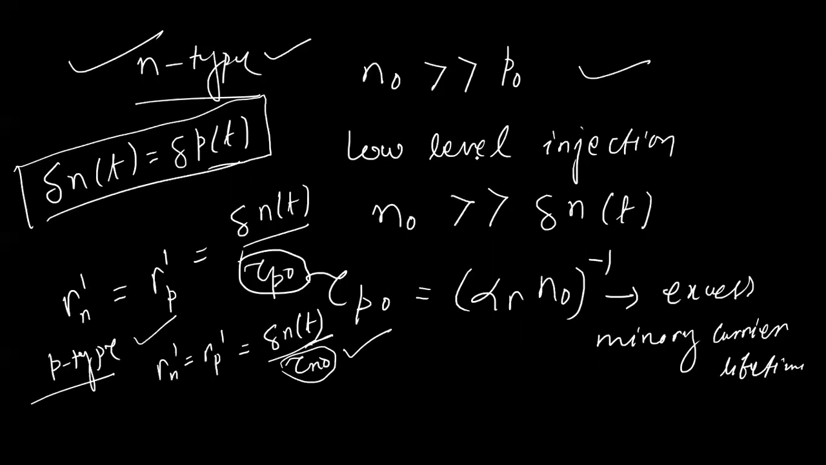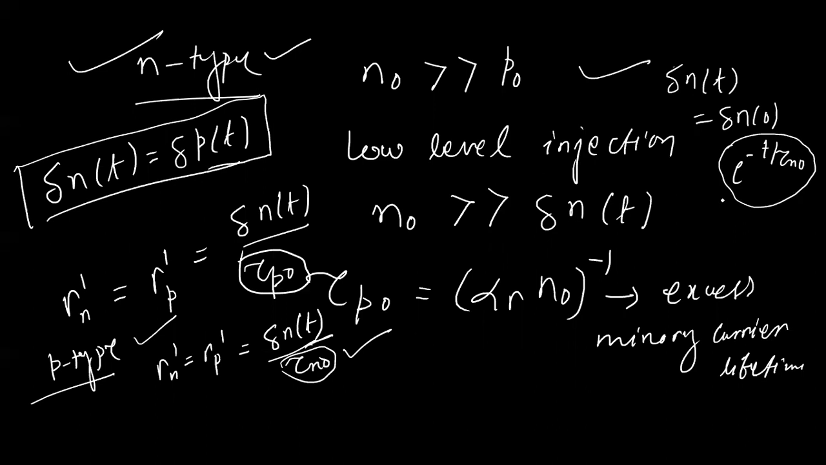So who will decide this? The expression we said is delta nt equal to delta n0 e to the power minus t by tau n0. So you can say this is the exponential term which will decide the decay, right? So at what time will the excess carriers that were created decay completely? When you write n is equal to n0 plus delta n, with time this delta n factor will decay and become 0, and then n will be n0.